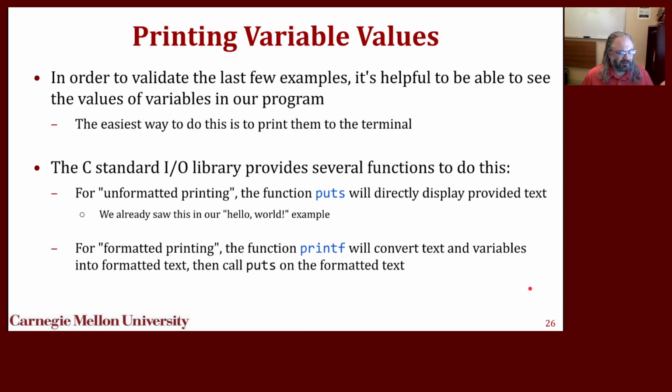So we're going to go off on a little tangent and look at printing things to the terminal. We already saw in a previous example how to print strings to the terminal. We saw how to print the hello world string, for example. This uses the puts function, which does what is called unformatted printing. It takes a string and directly displays that string on the terminal. Well, now we want to be able to print values of variables. Puts won't actually print the values of variables, it'll only print strings. What we want to do is what is called formatted printing.